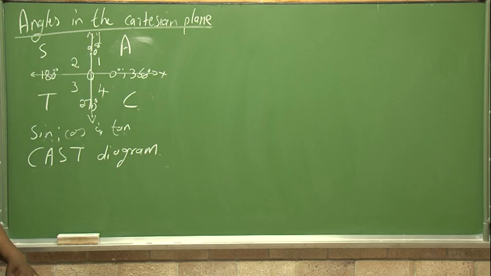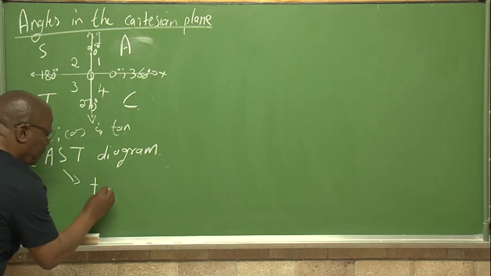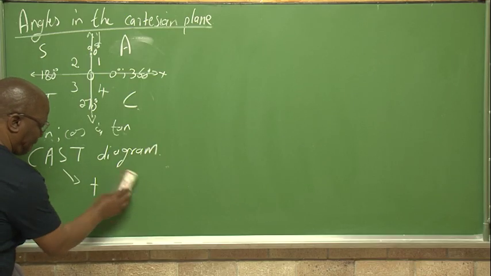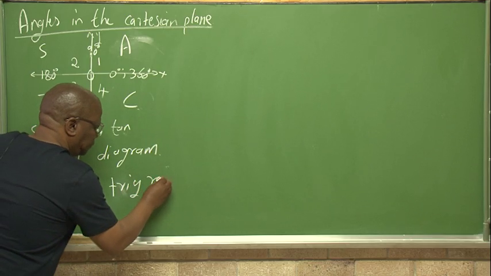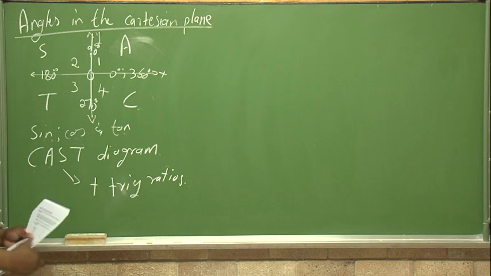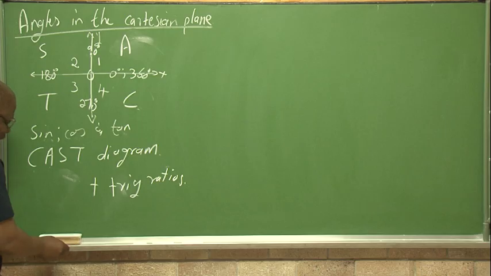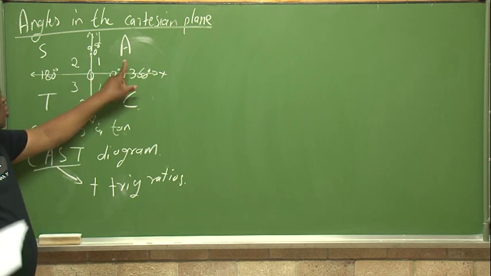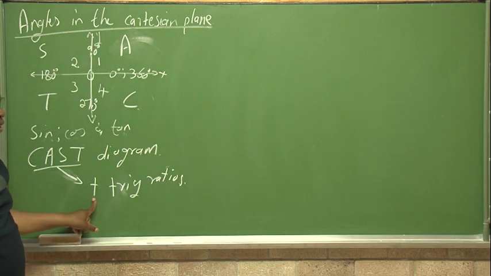What is the role of the CAS diagram? The CAS diagram indicates the positive trig ratios. What do I mean by that? Check. In the first quadrant, all trig ratios are positive. So A shows that all trig ratios are positive. I want to emphasize the positive trig ratios.